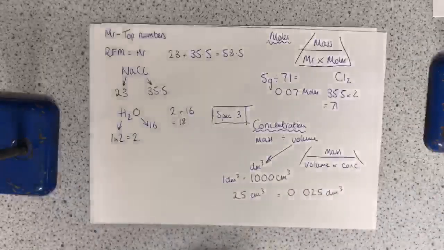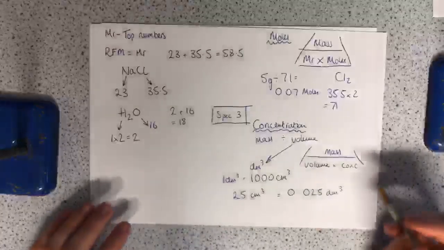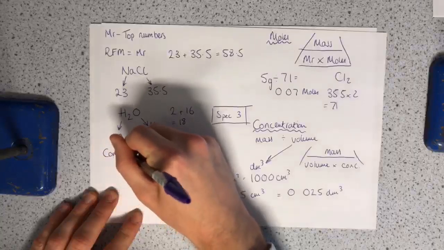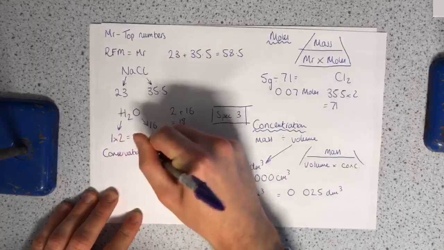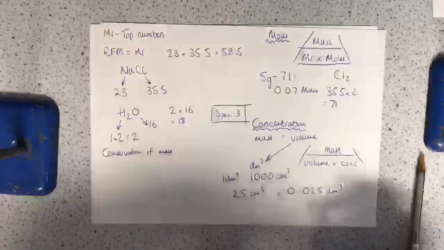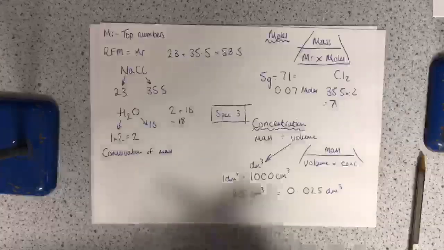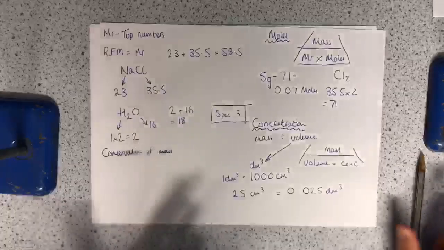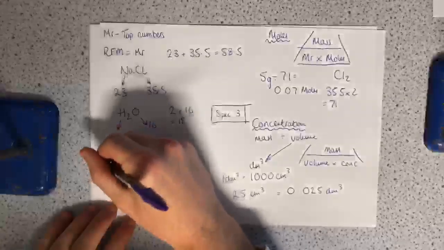A few extra things to bear in mind for Spec 3. I'm not going to spend much longer on this. But you've got conservation of mass. So I'm just going to talk about these really and just give you the words. So conservation of mass, there's a definition. That just says that no atoms or mass can be gained or lost during a reaction. So that's your conservation of mass. You will have spent a lesson on it.